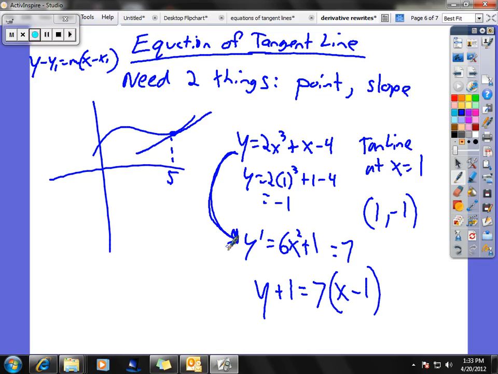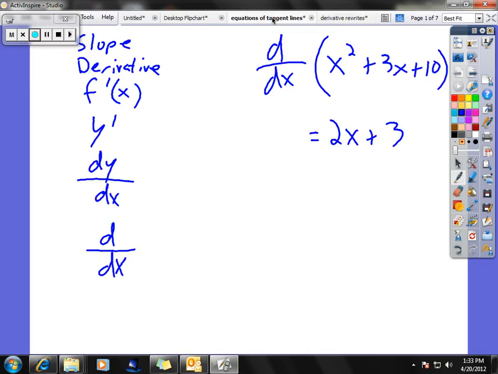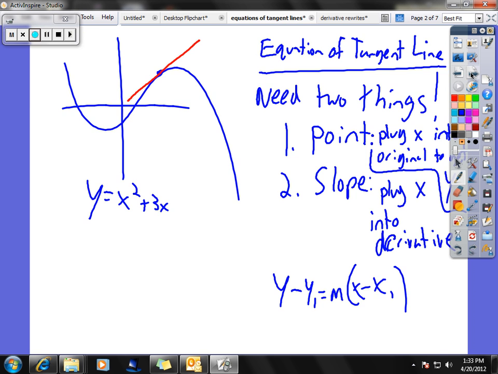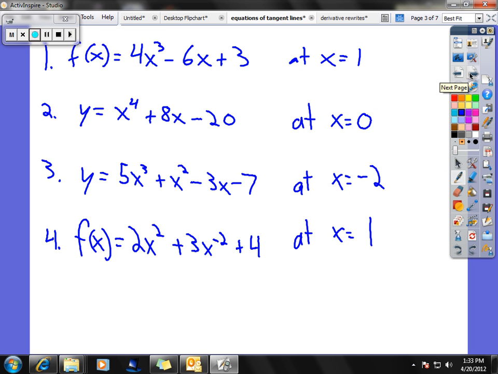So why don't you try a couple of those? Let's see. There's a few. So do these right now, we'll go over these, and I'll give you a couple more. Okay?